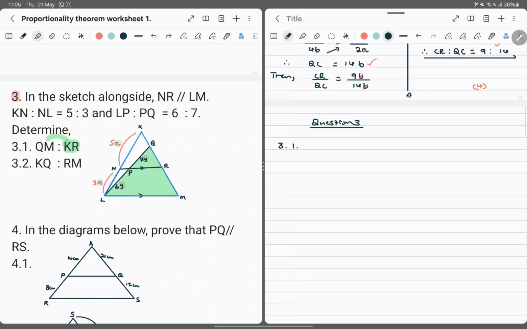Now how are we going to be able to do this? Well, it's not too difficult, but it is certainly challenging. Now we need to strategize. Let's look at this big triangle. In the big triangle, we literally do not have QM if we say we are going to use the big triangle, but we will definitely have KR.